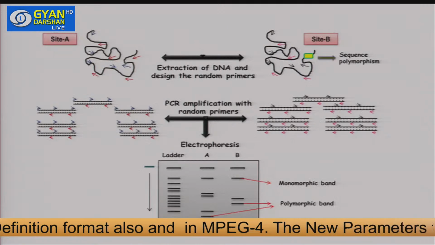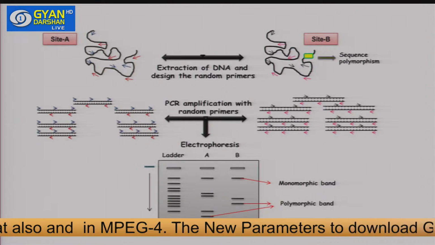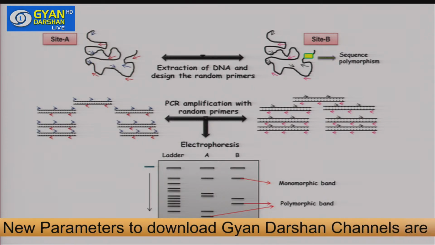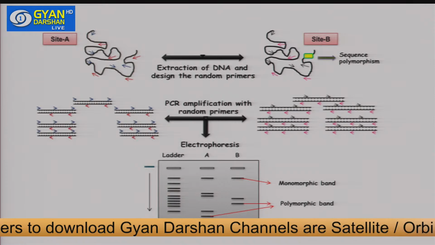So you have the extraction. Again, you need to isolate the DNA and you need to have the random primers, and you have to just go for PCR using the random primers.